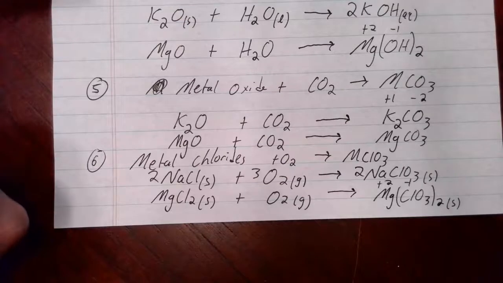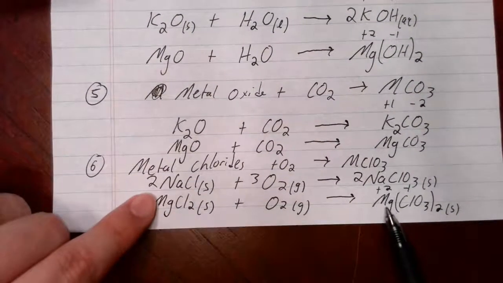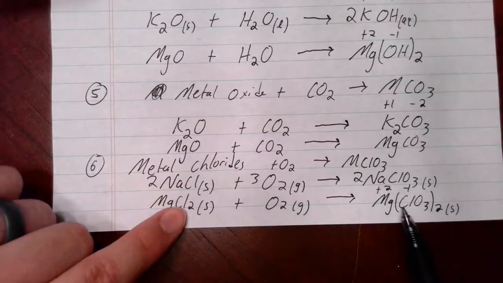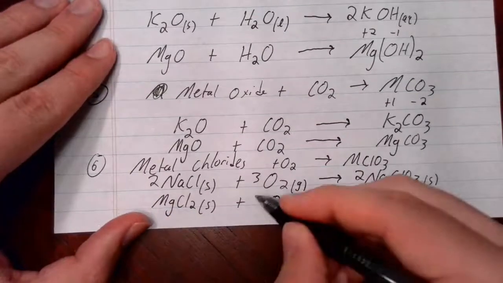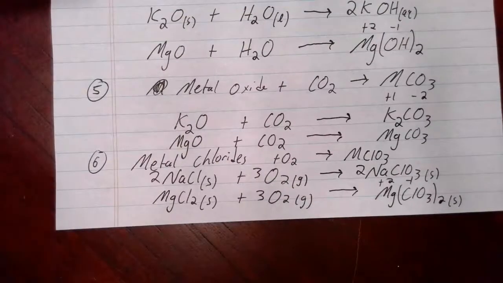So now I have to see, is this balanced? I have 2 magnesiums, 1 magnesium, 1 magnesium. I have 2 chlorines, I have 2 chlorines, I have 6 oxygens. So I put a 3 right there to make sure I have 6 oxygens. Now we're all balanced.